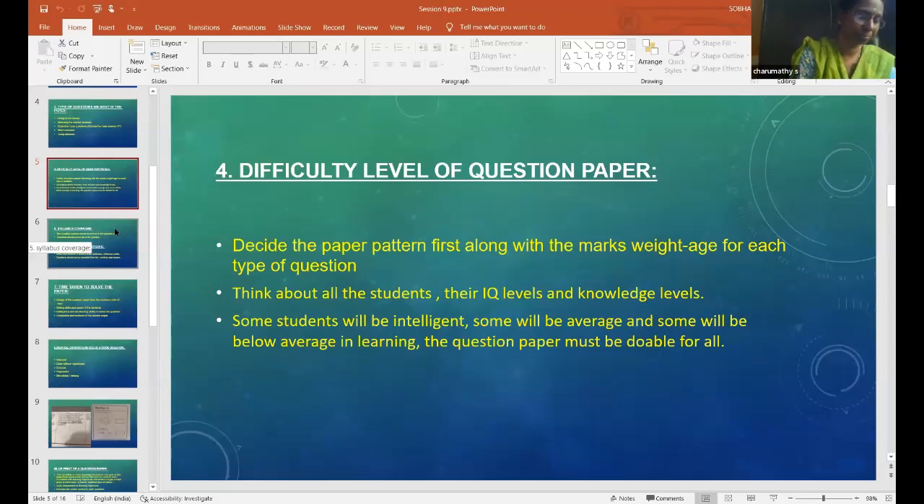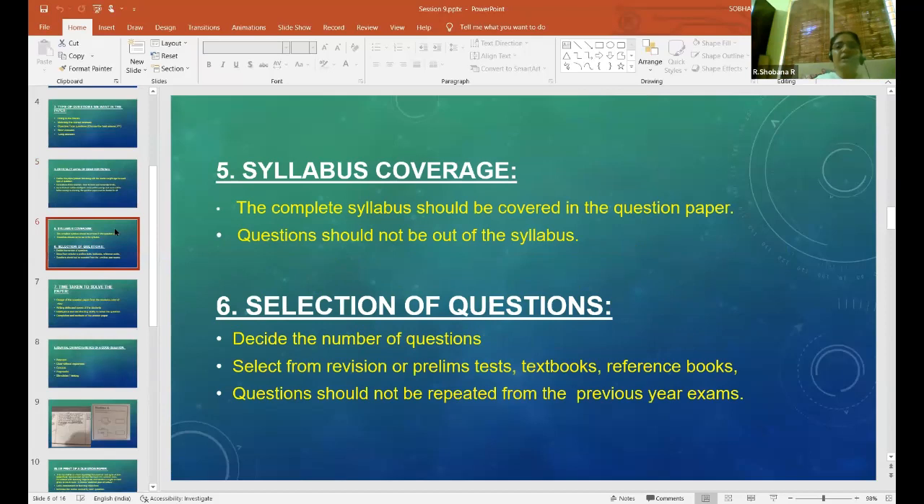So next is syllabus coverage. The complete syllabus should be covered in the question paper. Normally we would give 6 or 7 chapters as the portion or guideline to be followed for preparing for the exam. Please make sure the complete syllabus is included in the blueprint and questions from all those chapters are taken and placed in the question paper.